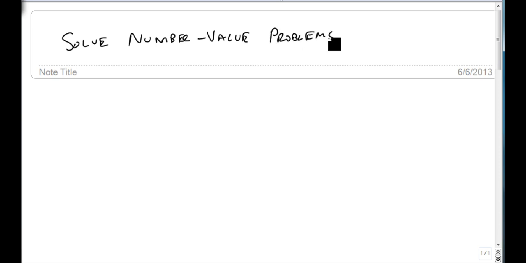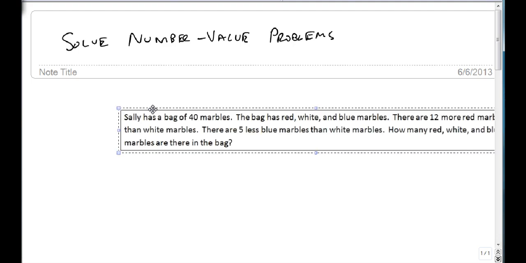We are now going to solve number value problems. These are problems where we have so many things of this type and so many things of this type, and there's this many total. So there's some relationship between the individual pieces and the whole.